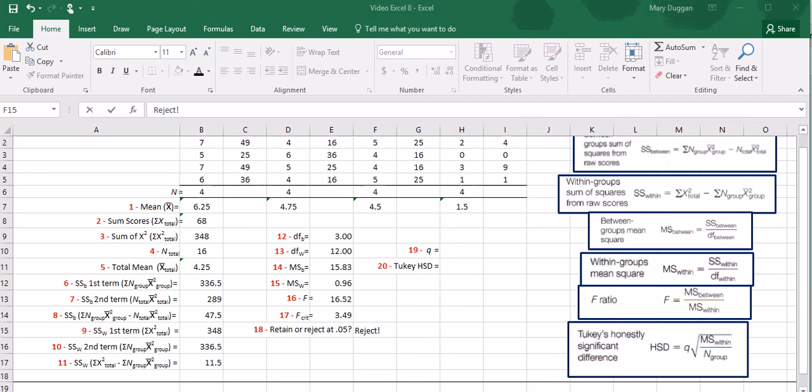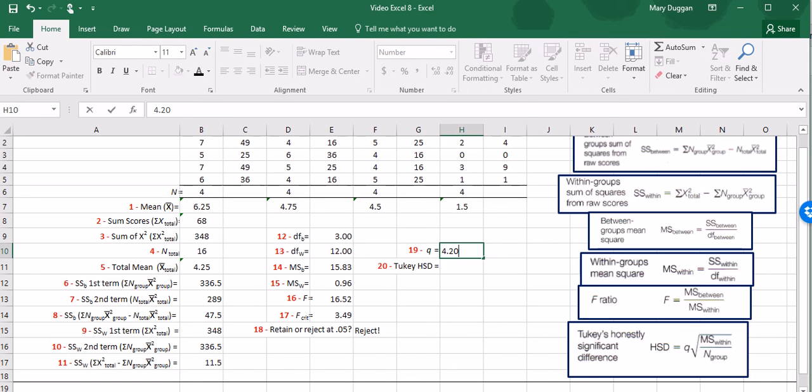So let's just plug that in. Our Q is 4.20. All right, the formula for Tukey's honestly significant difference is right here. It's going to be Q times the square root of the mean square within over n group.